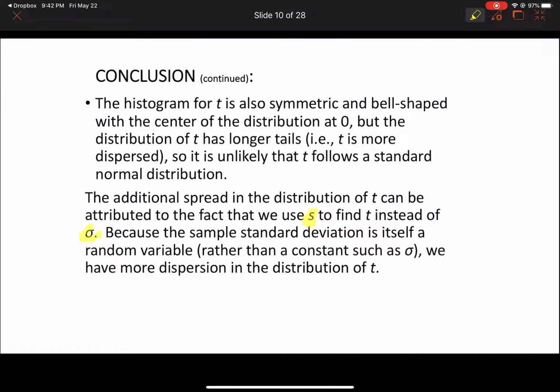The sample standard deviation is a random variable because that standard deviation is going to be different depending on which samples we choose. So it is going to vary. It is a random variable because our standard deviation is going to be a little bit different for every one of our simple random samples. So we have more dispersion in the distribution of t.